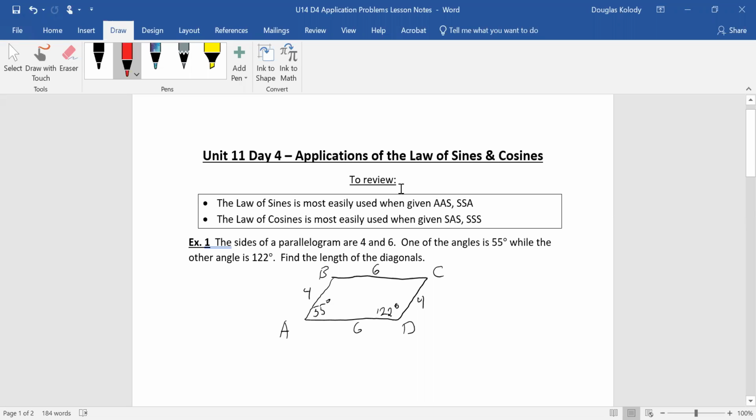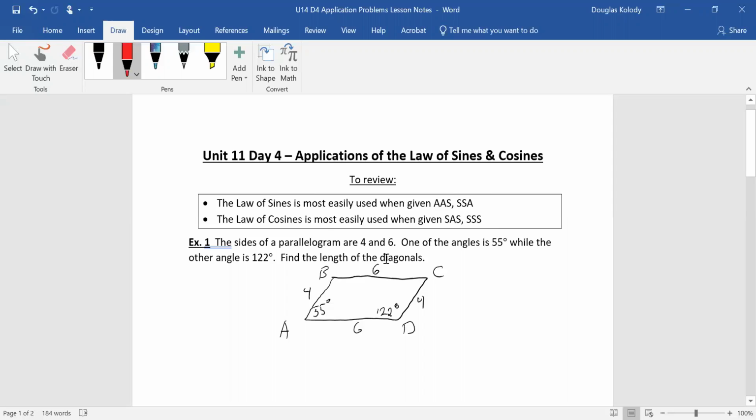When is the law of sines most easily used? Well, it's most easily used when you're given two angles and a non-included side, or if you're given two sides and a non-included angle. That two sides and a non-included angle was the whole ambiguous case thing that we worked on day number 2. Law of cosines, which we did on Monday, is most easily used when you're given two sides and an included angle, or if you're given all three sides. So I have 4 application problems that we'll go over, and let's determine which law might be easiest to use.